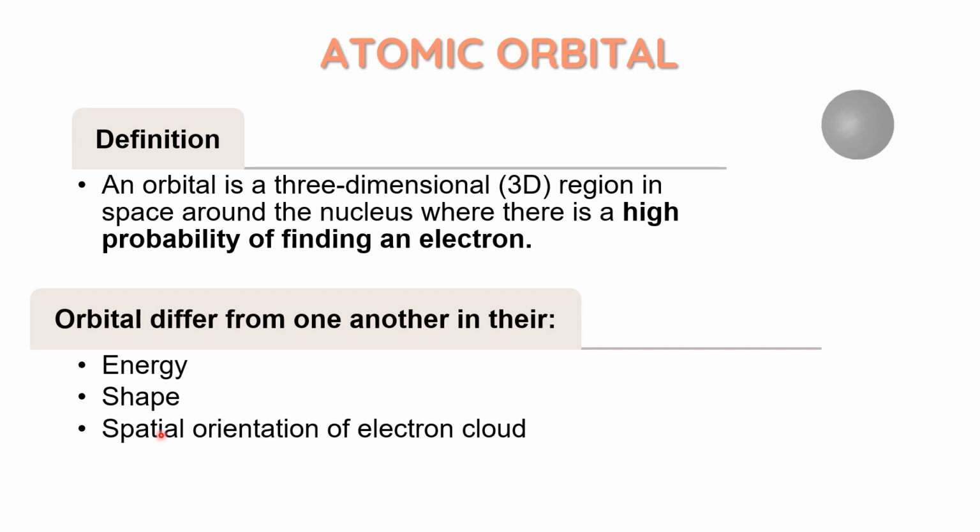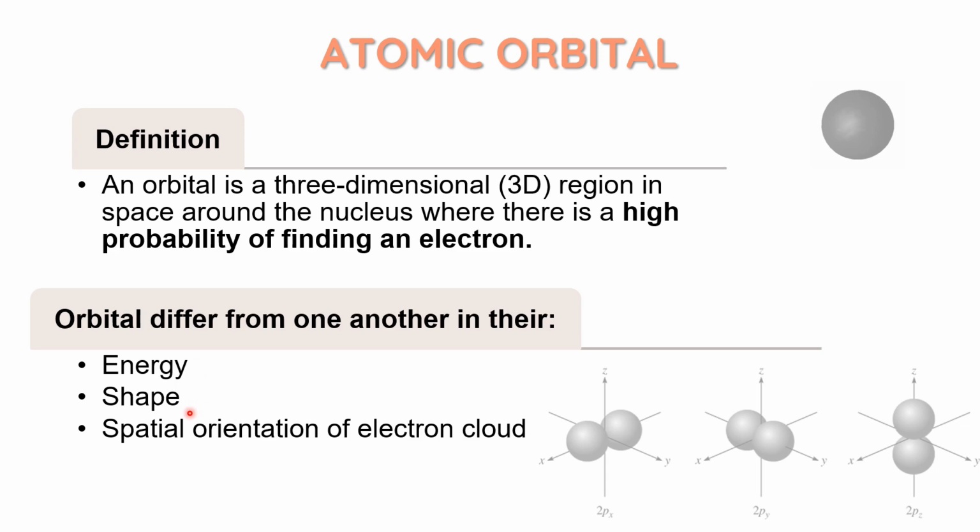And orbitals differ from one another in their energy, shape, and spatial orientation in clouds. Spatial orientation refers to the way the orbitals are arranged in space, meaning that they need to have axes, whether at axis X, Y, and Z. In order to know the region in the orbital where we could probably find the electron, hence we need to study quantum numbers.